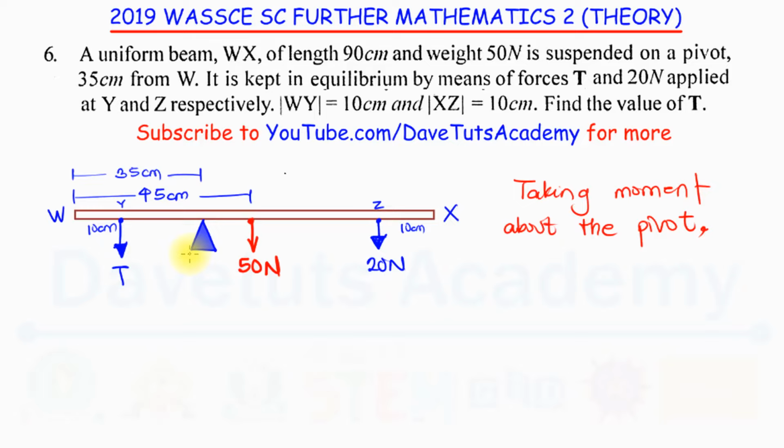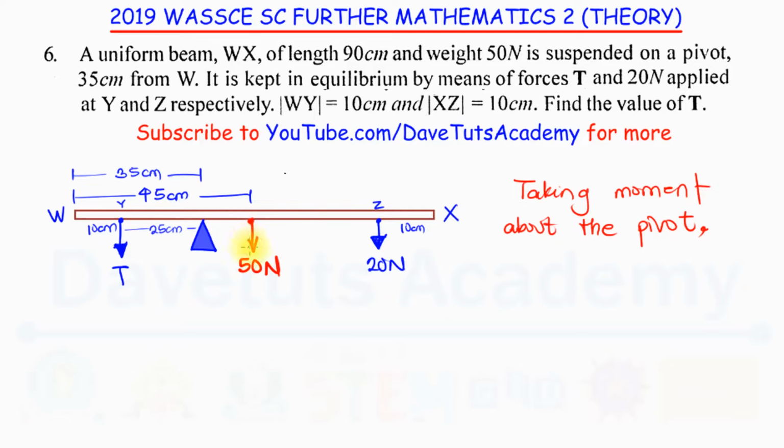Okay, so we will try and evaluate the distance of each of the forces to this particular pivot. Now look at this, we have seen that from W to the pivot is 35 centimeters, from W to T is 10 centimeters, so the remaining here will be 35 minus 10. So this place here is going to be 25 centimeters. So I can just append that this is 25 centimeters from this force to the pivot.